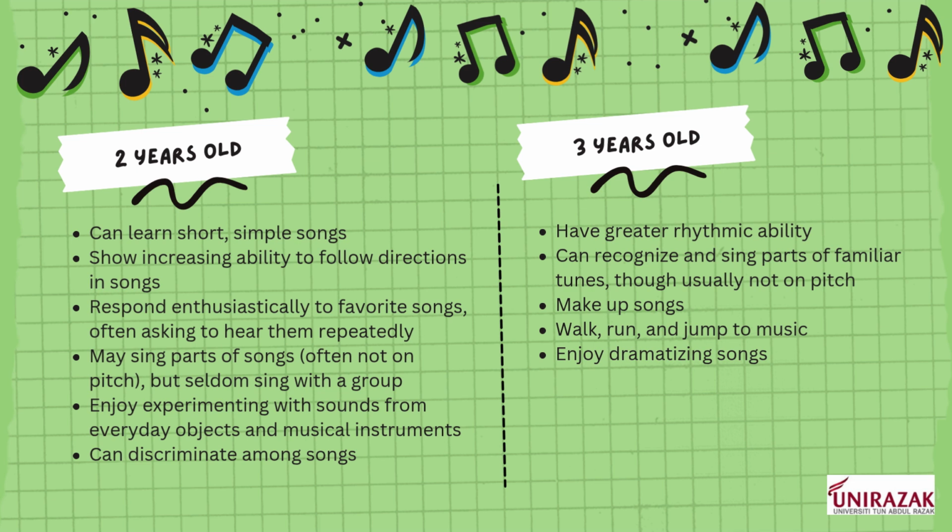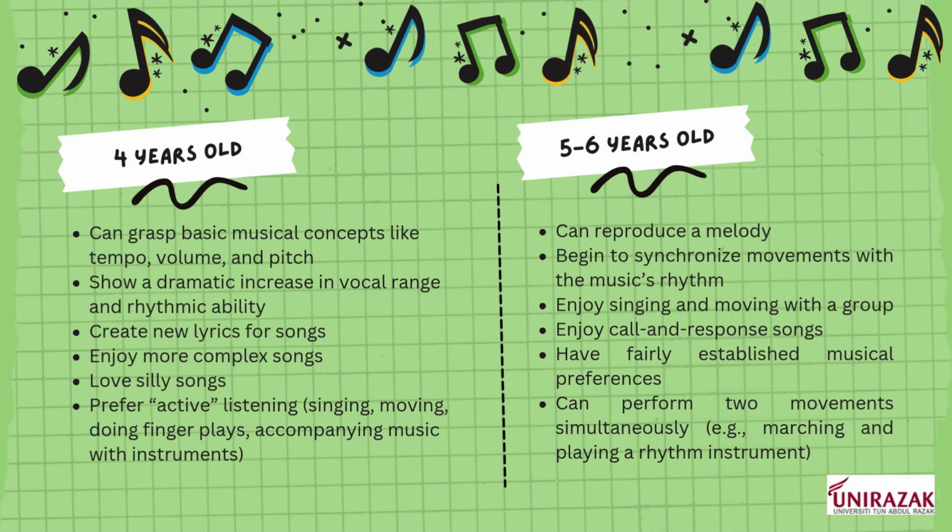All right, and then moving on to 3 years old. Usually at this age, because their cognitive ability is growing better, they can show better rhythmic understanding. They can recognize parts of familiar songs and may begin to make up their own songs. Children at this age have better physical abilities, so they enjoy walking, running, and jumping to the music because their large muscles have grown. As the children grow, their musical skills will become more controlled and creative. Remember, all of these skills will develop gradually.